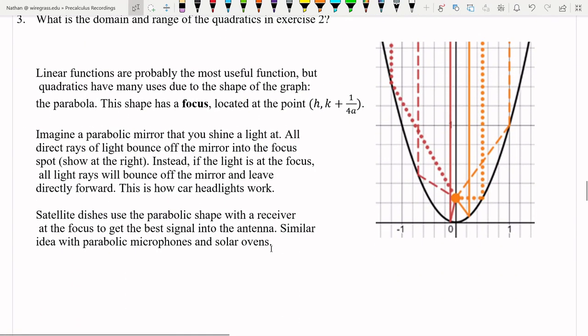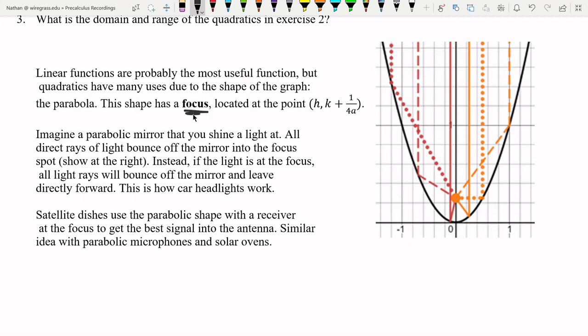Okay, last thing here is the idea of what is a parabola and why is it important. Now, linear functions are probably the most useful because they're kind of the simplest functions. So they describe a lot of simple behaviors, and we can use them to describe a lot of different things. They're really like an average, you can think of it. Now, quadratics, because of this shape, it makes it very, very useful.